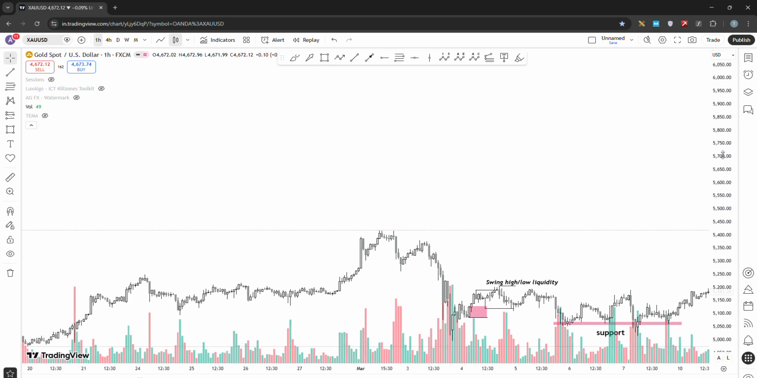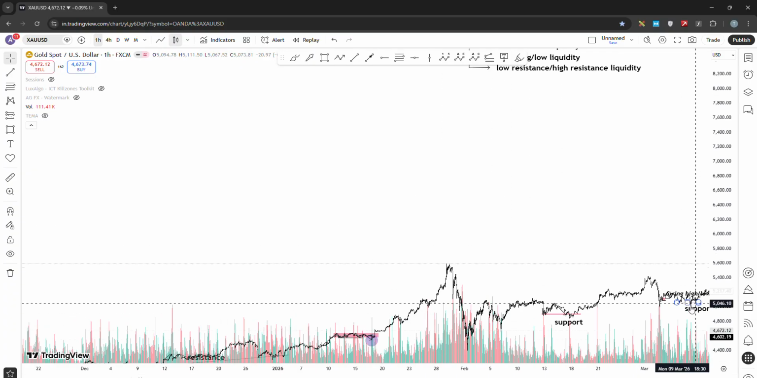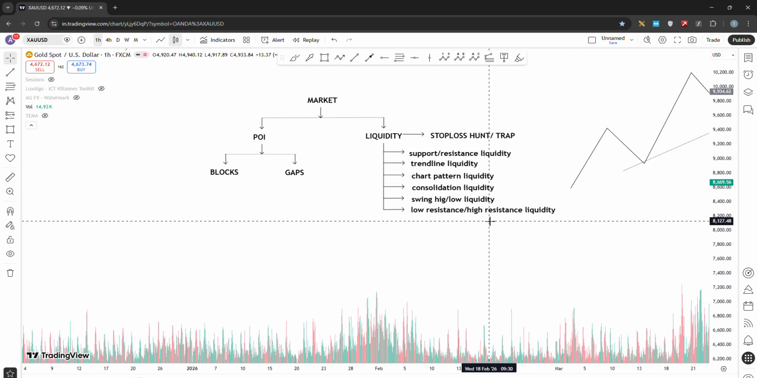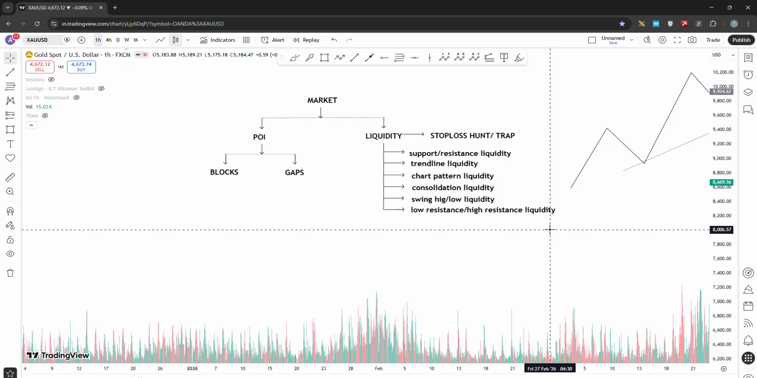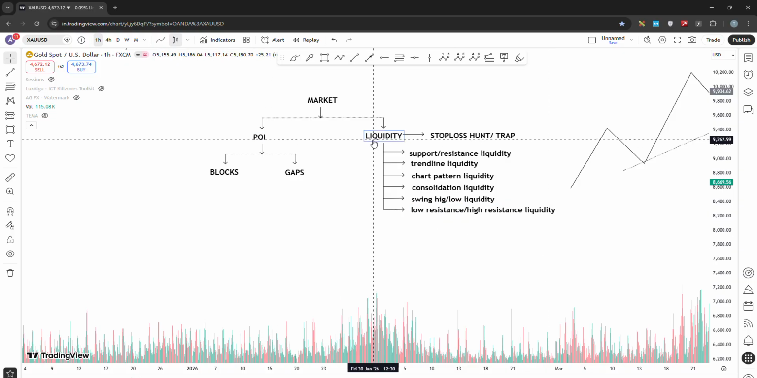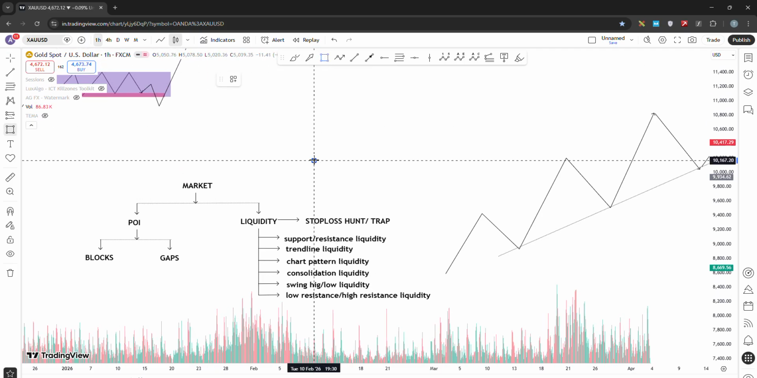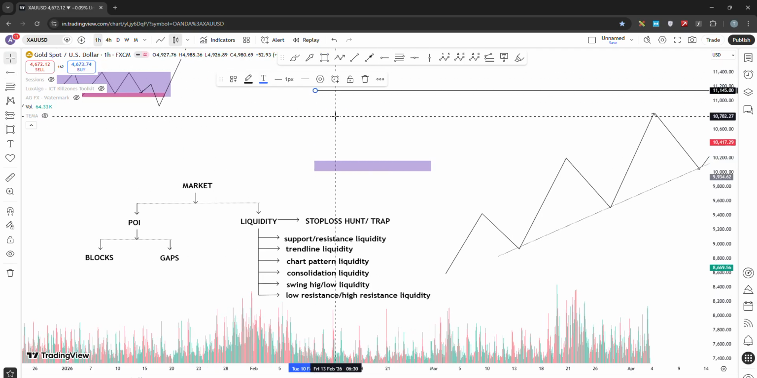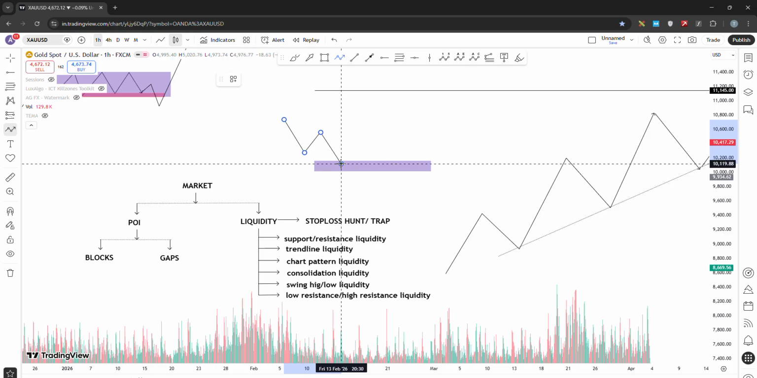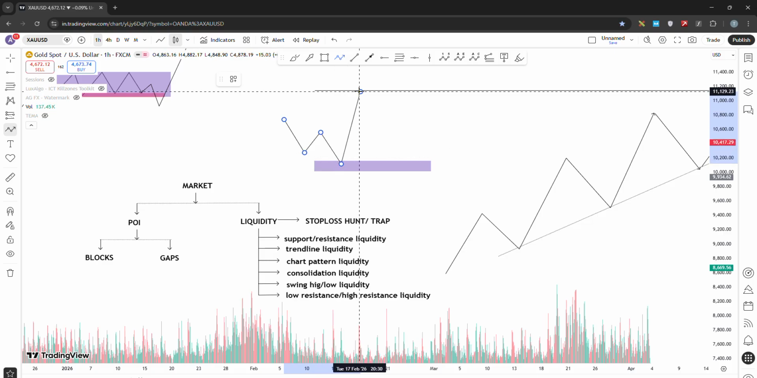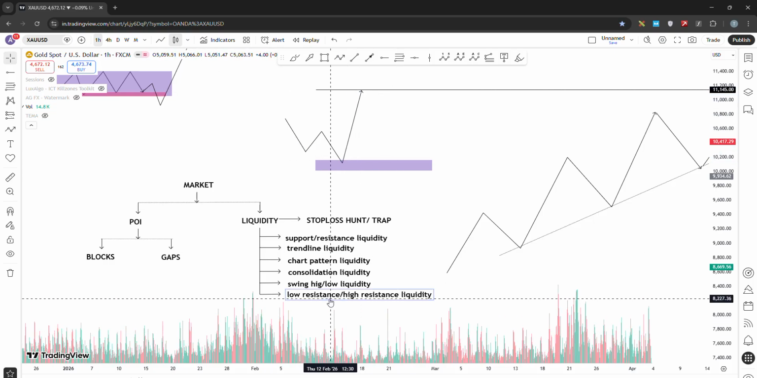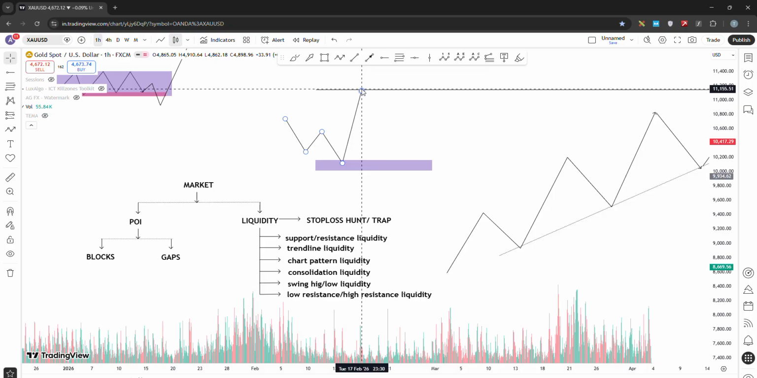Okay, now let's talk about the next kind of liquidity, which is going to be low resistance and high resistance liquidity. Now this is very, very important. Once you understand this, then along with bias it tells you that okay, you have got a POI and you have got a liquidity. So you know that once market taps here, gives a reaction, market needs to go for this liquidity. But this one, the low resistance and the high resistance liquidity, this tells you whether this movement will be quick or it will take time.